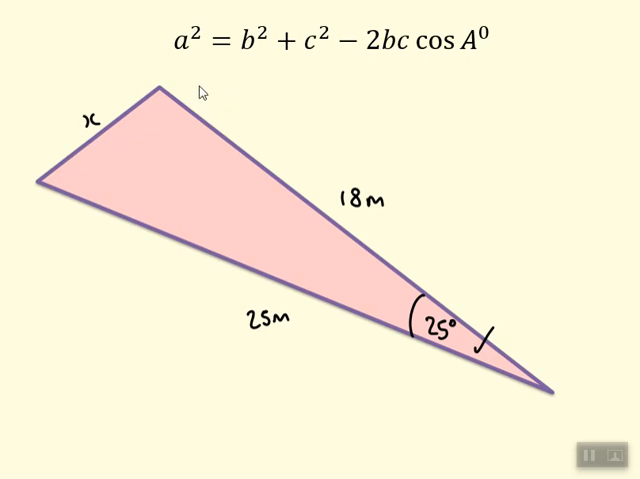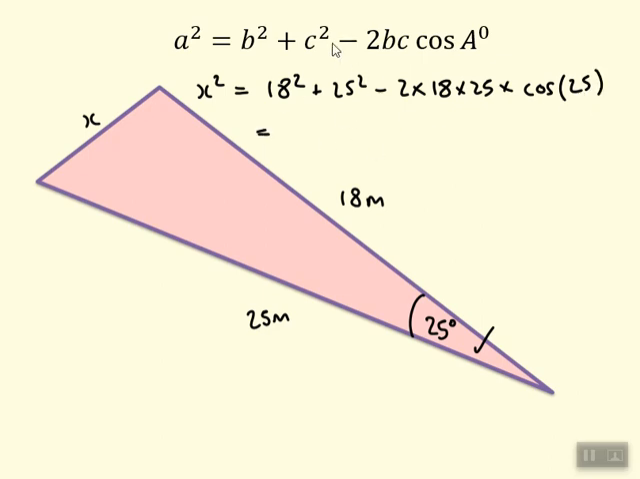So to work out x, that would be x squared in this case. It'd be 18 squared plus 25 squared, take away 2 times 18 times 25 times cos of the angle between them, that's 25. Then simply work that out, which is 133.3 or something. Then don't forget to work out the actual length. You've got to square root that, and when you do that, that gives you 11.5. So that's how long that is to one decimal place, 11.5.